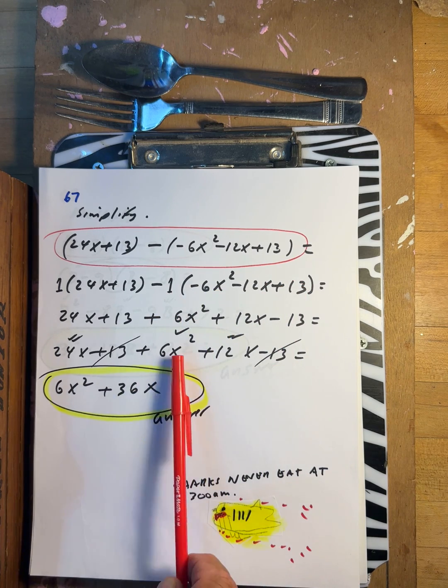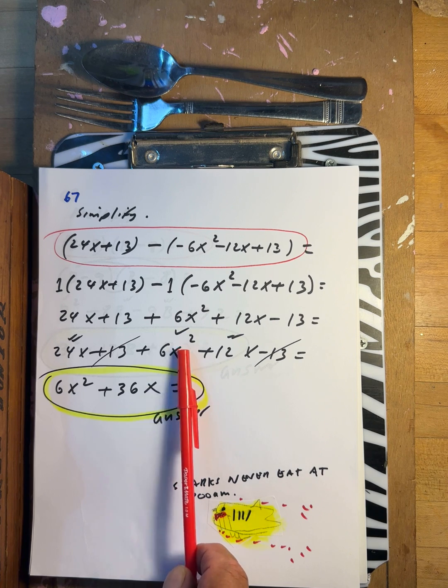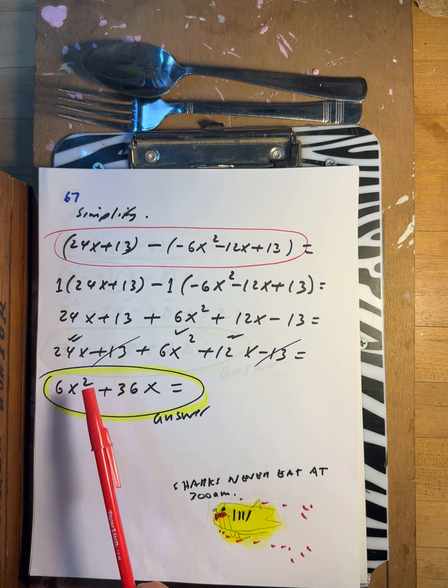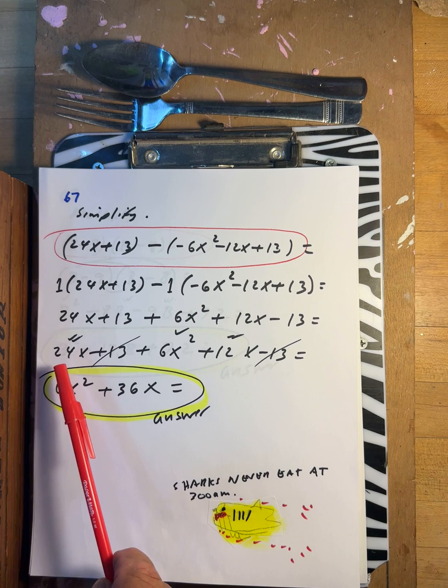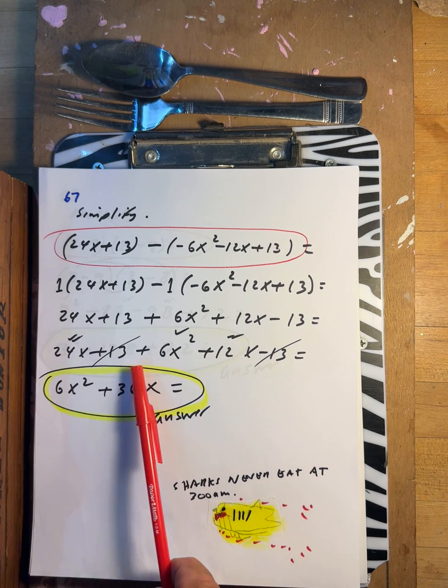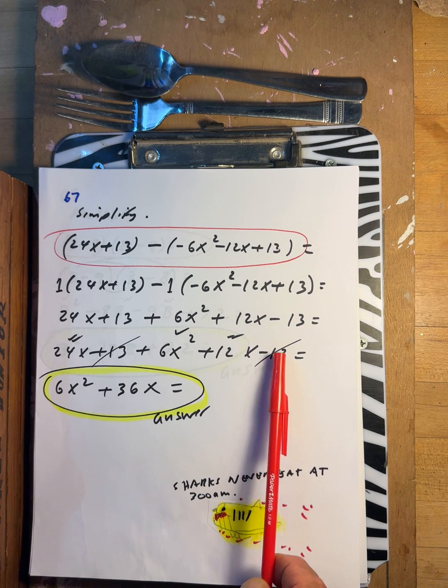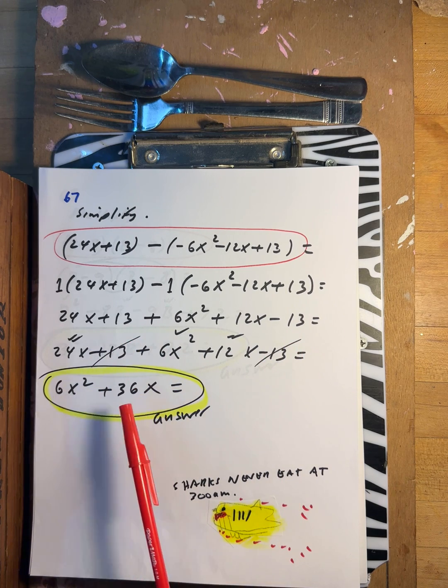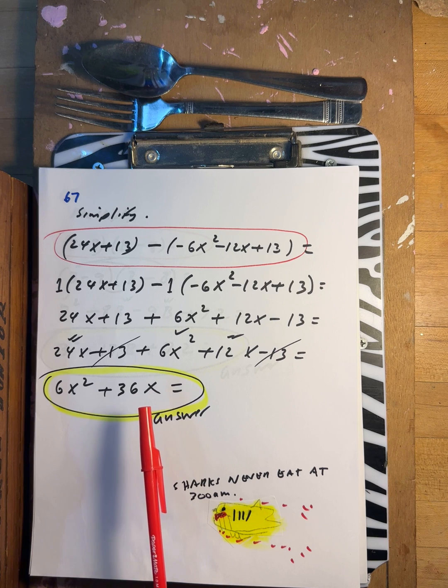So now let's see. We have 6x squared. That's it. Copy it. We also have 24x, 12x. That's 36x. Okay. But we have 13, -13. Gone. Gone. So what's left over? 6x squared plus 36x. That's it.